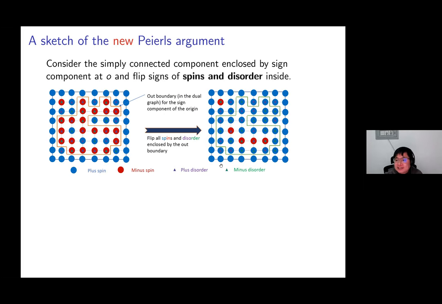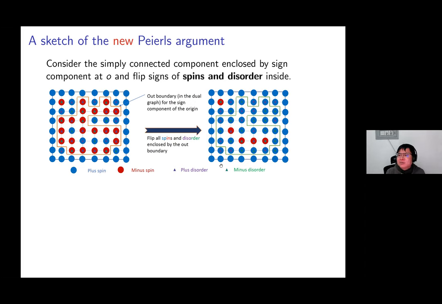This picture is reminiscent of what I showed you at the beginning, right? But there is some difference. Maybe you can note that I put triangles on top of each circle. The circle is a spin. Red is minus, blue is plus. The triangle indicates the sign of the disorder on that vertex. Purple is plus and green is minus.